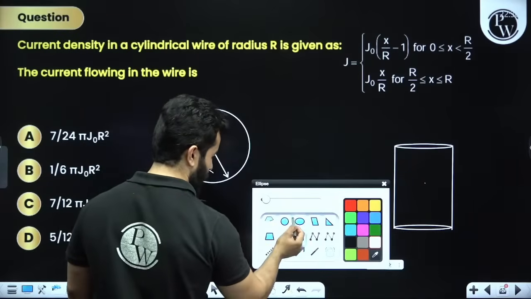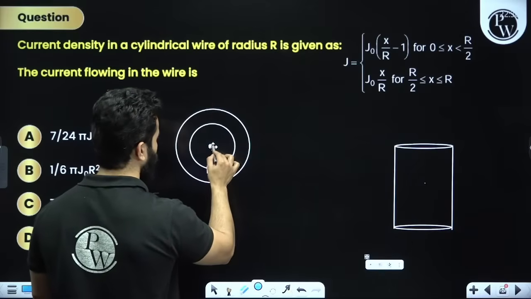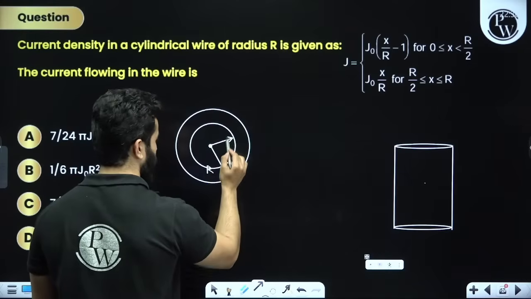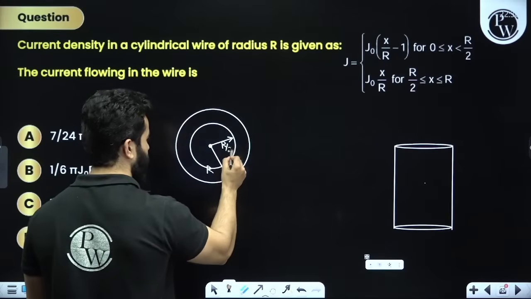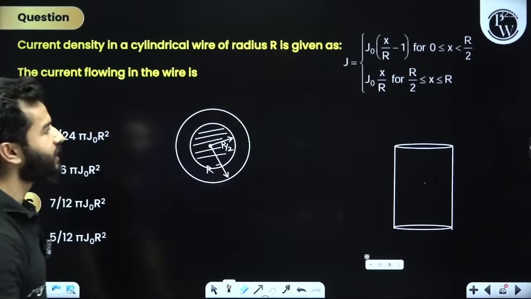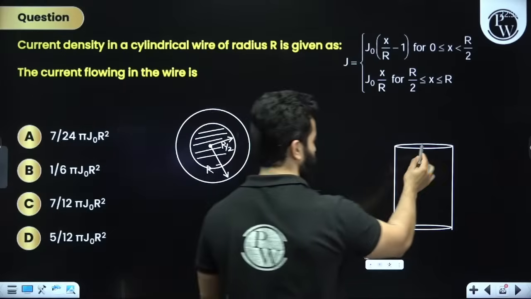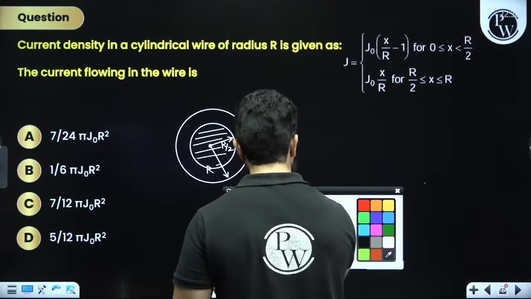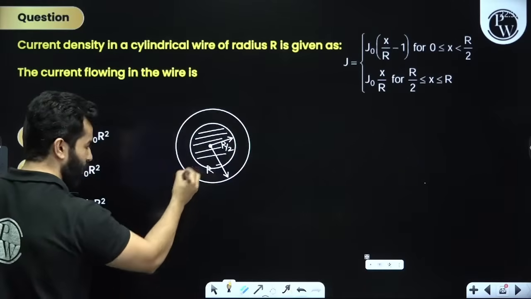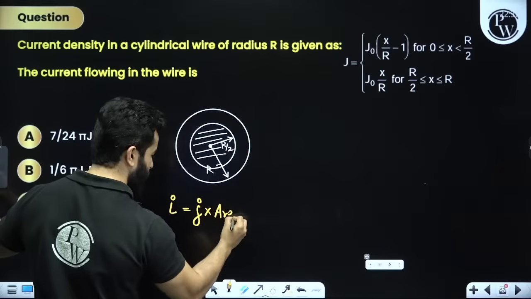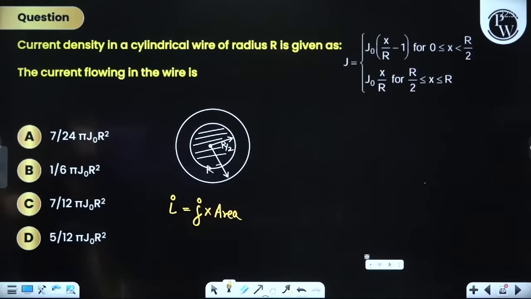But for R by 2, the density is different. For this, the current density is different, and for the rest of the part, the current density is different. Got it? So please pay attention. The question is nice. Let's suppose if it was of the same current density, then I would have said that current will be equal to current density multiplied by simply area. Right? This is what I would have said.